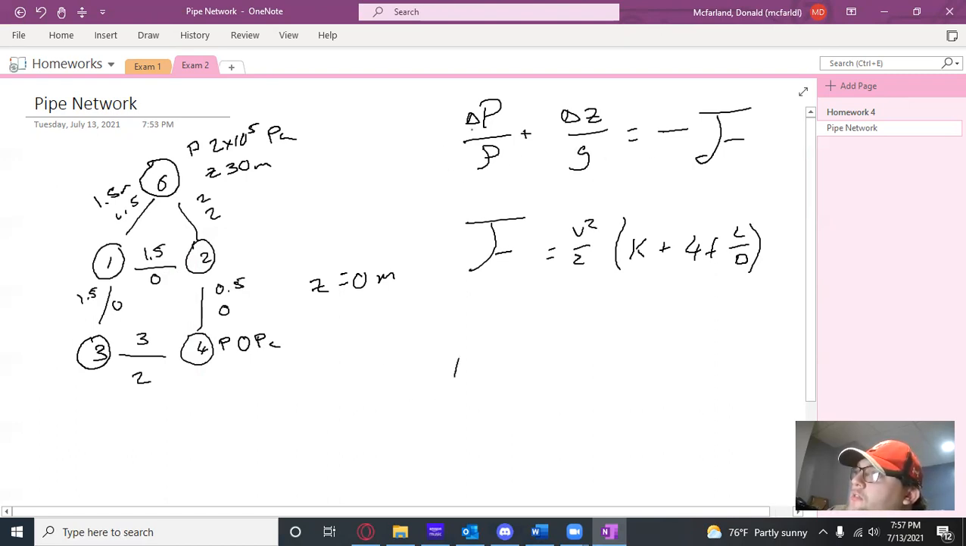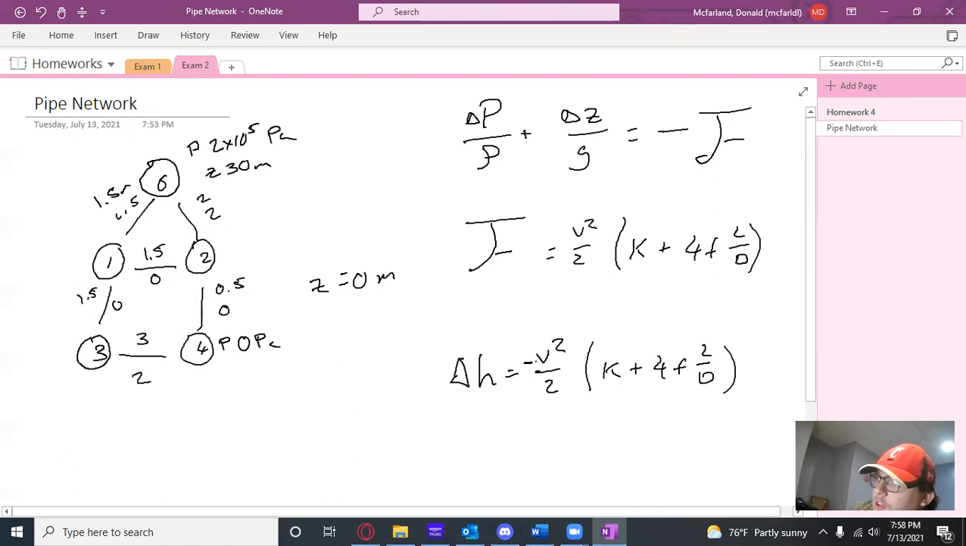So for our case, this first heat thing here, we're going to call this delta head, which we'll do delta H to represent delta head. And frictional heating, so I'm going to do velocity squared over 2 times K plus 4F L over D. Negative sign right there. So that's our first equation. So to find our delta head, we need this. But to find delta head, we need the frictional factor.